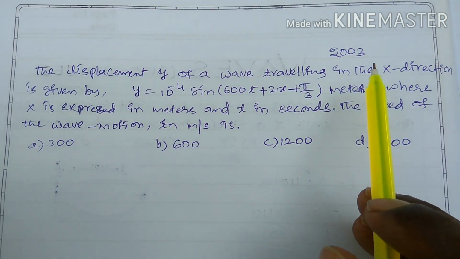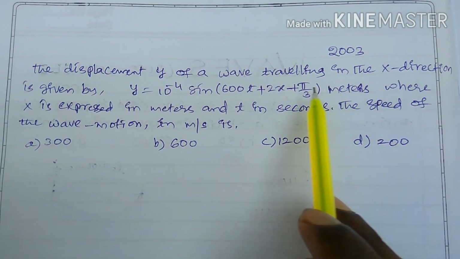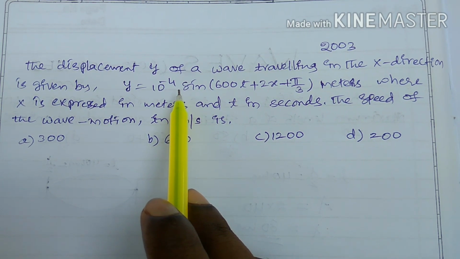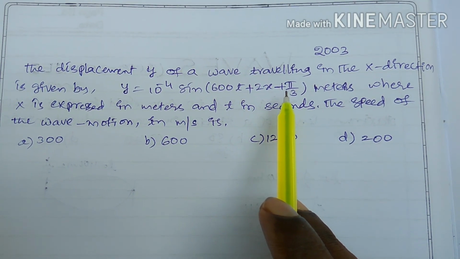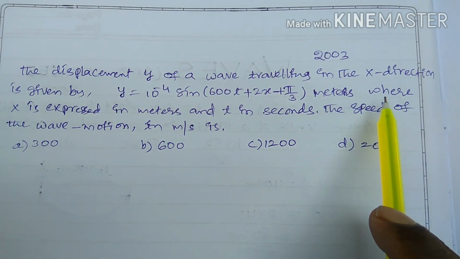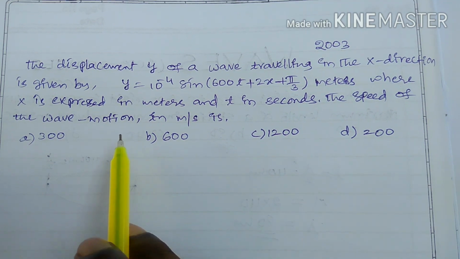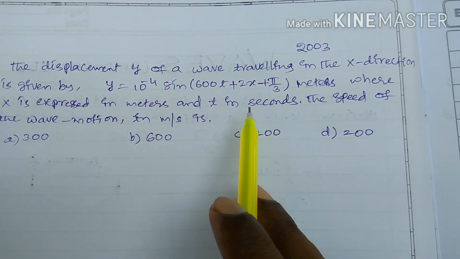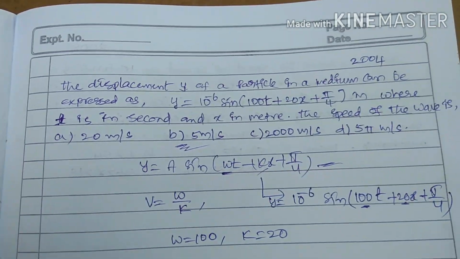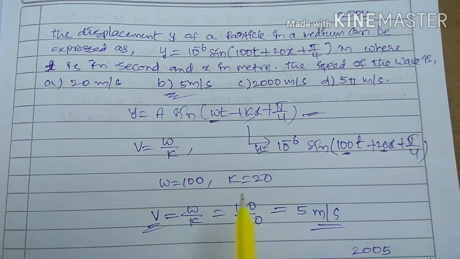So here is the next question, which was asked in 2003. The displacement y of a wave traveling in the x direction is given by y is equal to 10 power minus 4 sine of (600t plus 2x plus 5 by 3) meters, where x is expressed in meters and t in seconds. The speed of the wave motion in meters per second is. So here the question is the same as the question which was asked in 2004. So already we have done it.